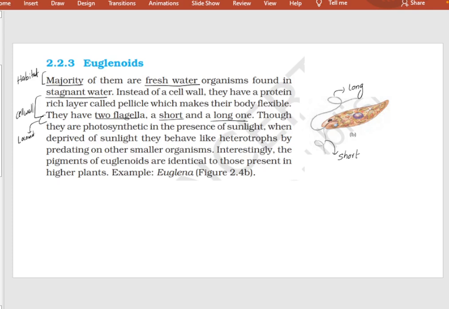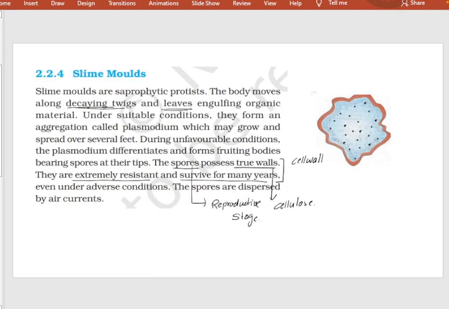Locomotion cleared. Locomotion in chrysophytes is by floating. Locomotion in dinoflagellates is by flagellar spinning movement. Locomotion in Euglena is also by flagella. Next, locomotion in slime molds. What can you consider?